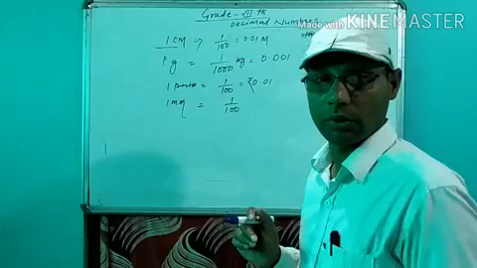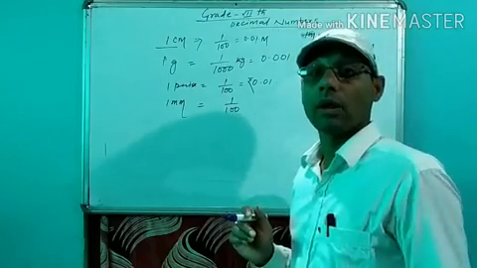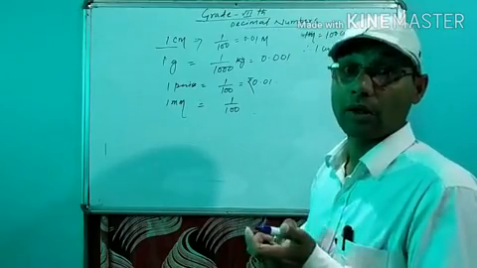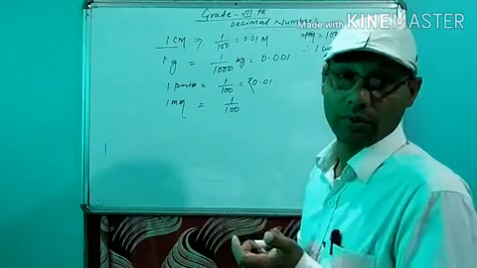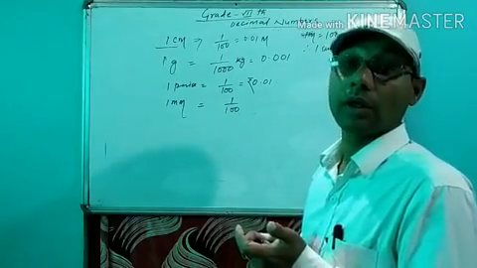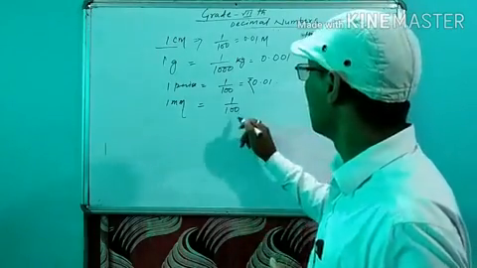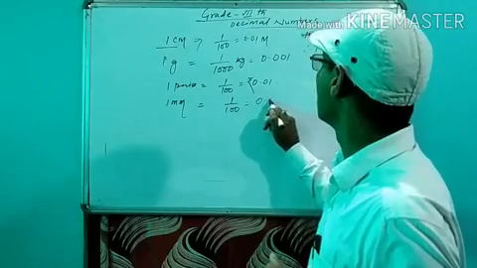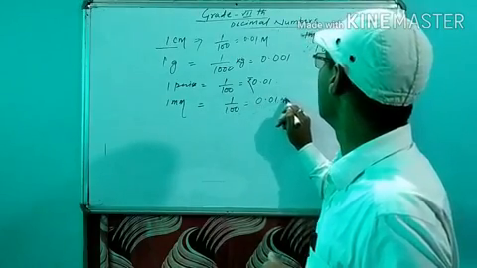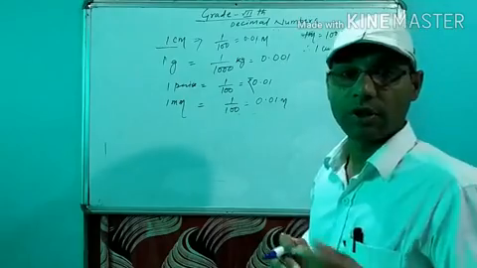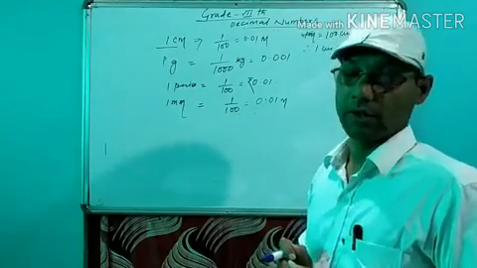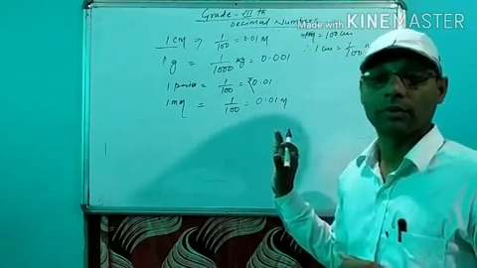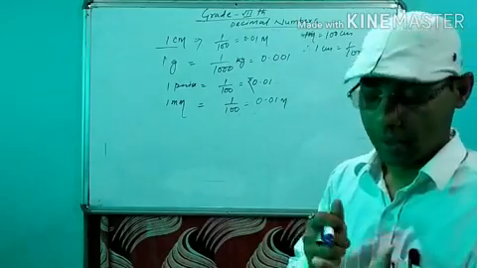What I said to you: a fraction whose denominators are in the form of 10, 100, 1000, these are in the form of decimal numbers. 1 by 100 means 0.01 meter. In centimeter, you will divide by 10. There is a need of decimal numbers.